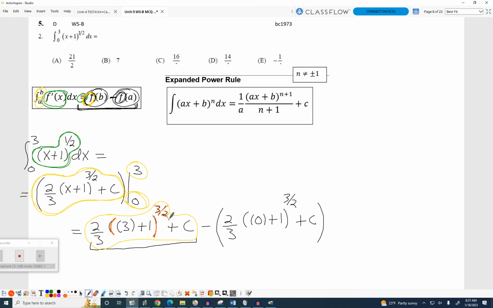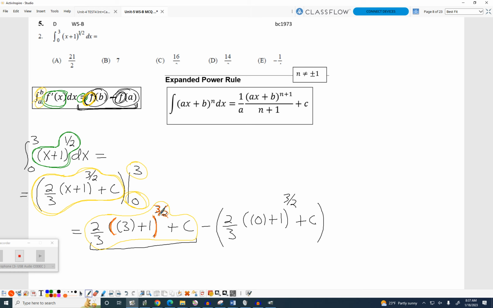1/2 power means square root. So Kennedy, which appears easier, 4 cubed or 4 to the 1/2 power? Correct. 4 to the 1/2 power is equal to what, Kennedy? 2. So now we had 4 to the 3/2 power.